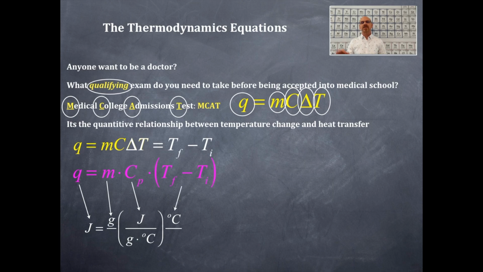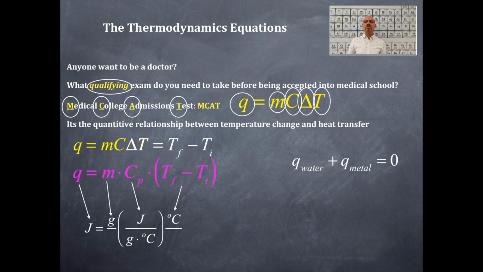Then the temperature final and the temperature initial must be in the same units of temperature, and that will probably be degrees Celsius. You could have had Kelvin in place of degrees Celsius, and that would have been fine too. It's actually not going to change the number because the interval on degrees Celsius and Kelvin is the same.